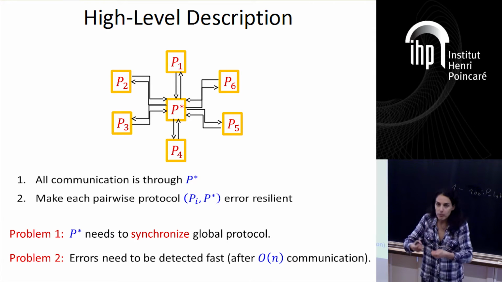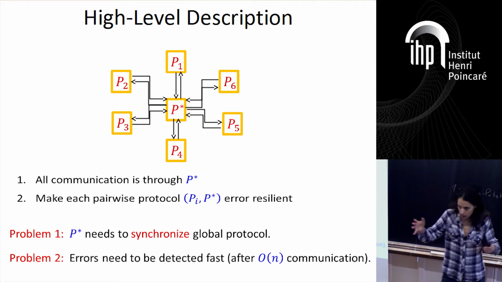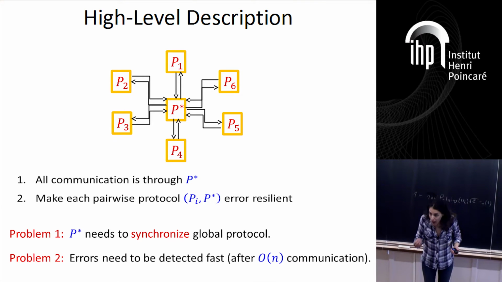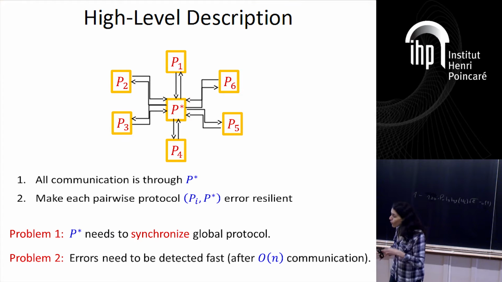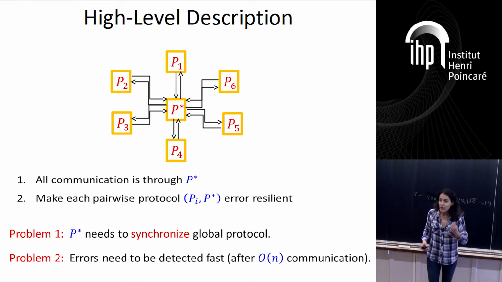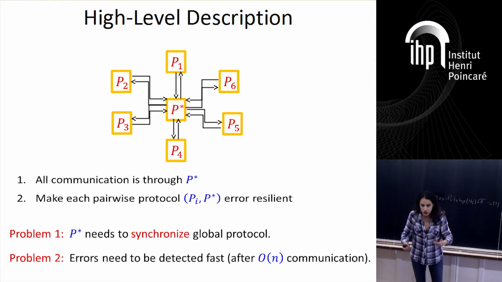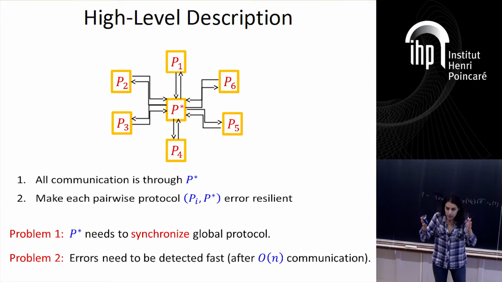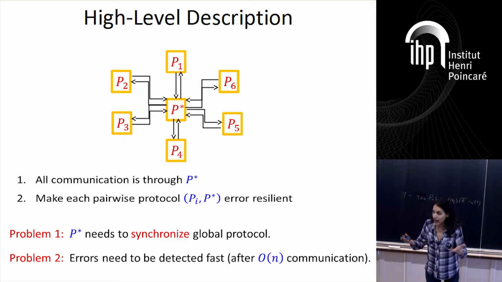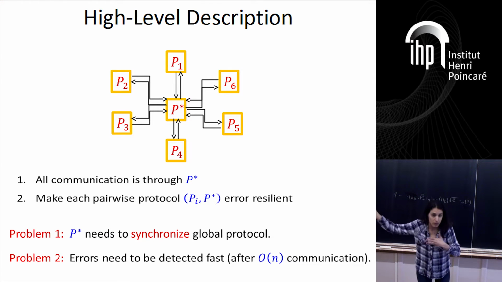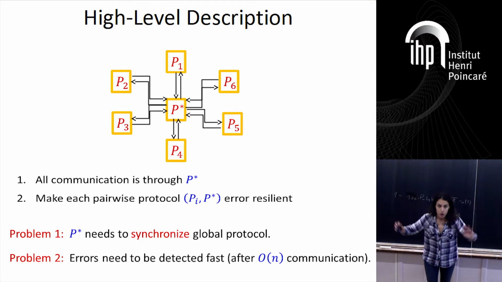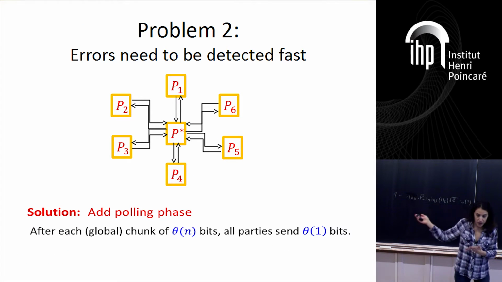So we need to give every player in the room the ability to shout that something went wrong. Okay? So we'll do that. We want to make sure that errors are detected fast, after at most order n bits are transmitted in our network. Because errors can happen, again, every epsilon over n bits an error can happen, on average. So we want to make sure that every order n bits, each party gets a chance to yell that there was a mistake and things are not going well, to tell P star, to tell the coordinator, things haven't gone well. And this is a very easy problem to correct.